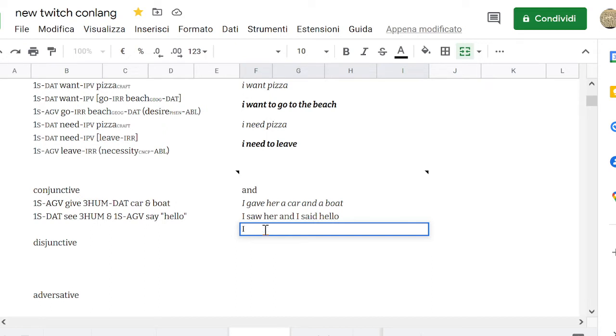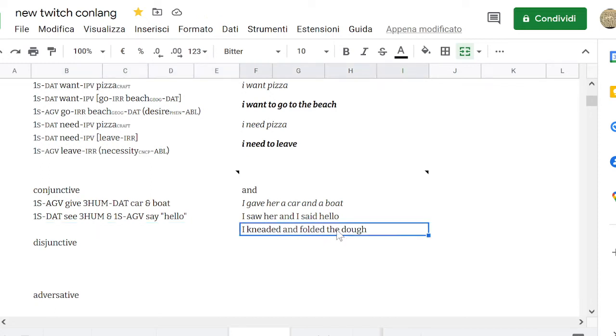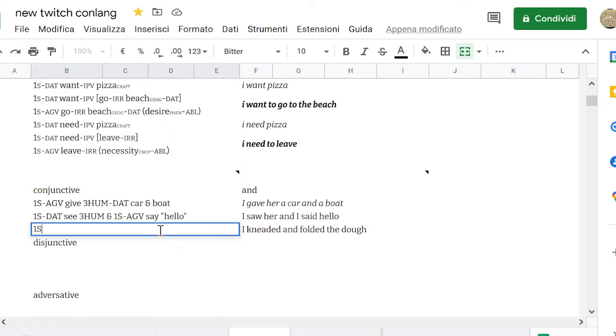Actually, let's do a different one. I kneaded and folded the dough. So here you kneaded the dough and you folded the dough. What's happening here is that the dough, the patient, is being shared by these two verbs. So we have I, and I is the agent of both of these. So we're just going to be agentive. And we're going to say knead, and then we could say and knead.